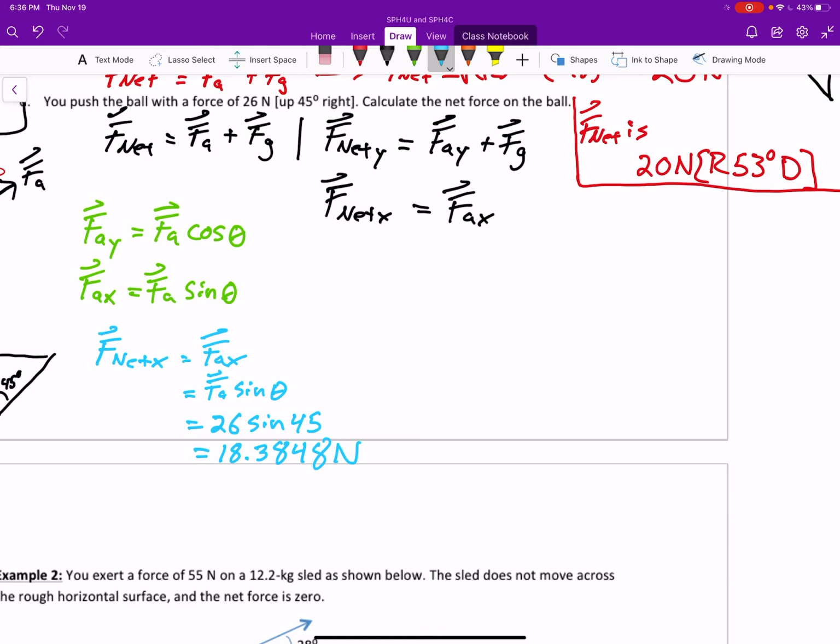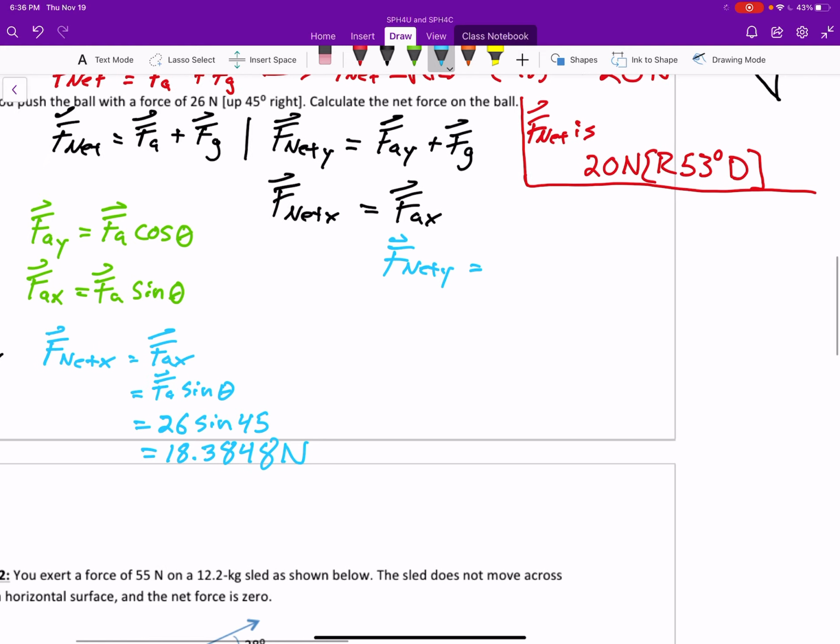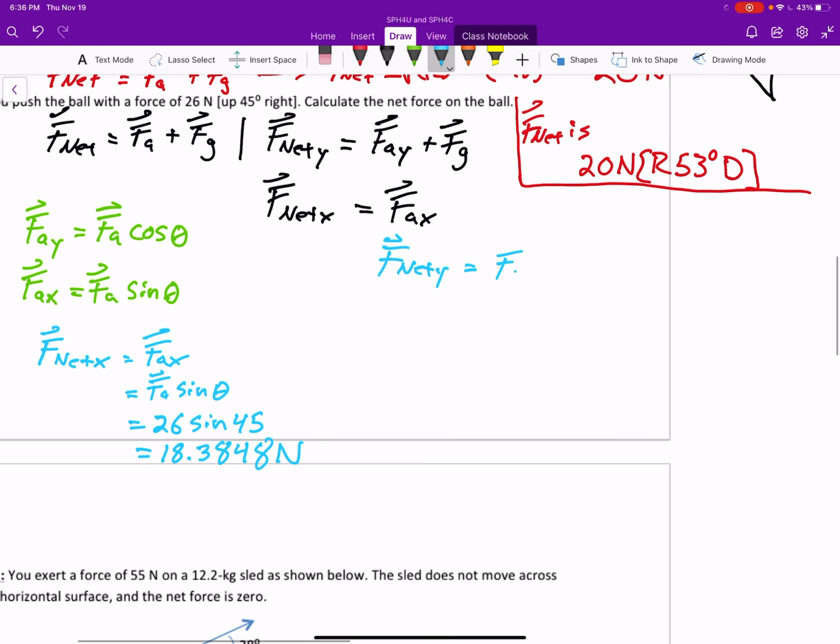Now, let's do F net y. I'm going to do it up here because we need a bit more space. F net in the y is equal to FA cosine theta minus FG. Gravity goes down, the y component of the applied force goes up.